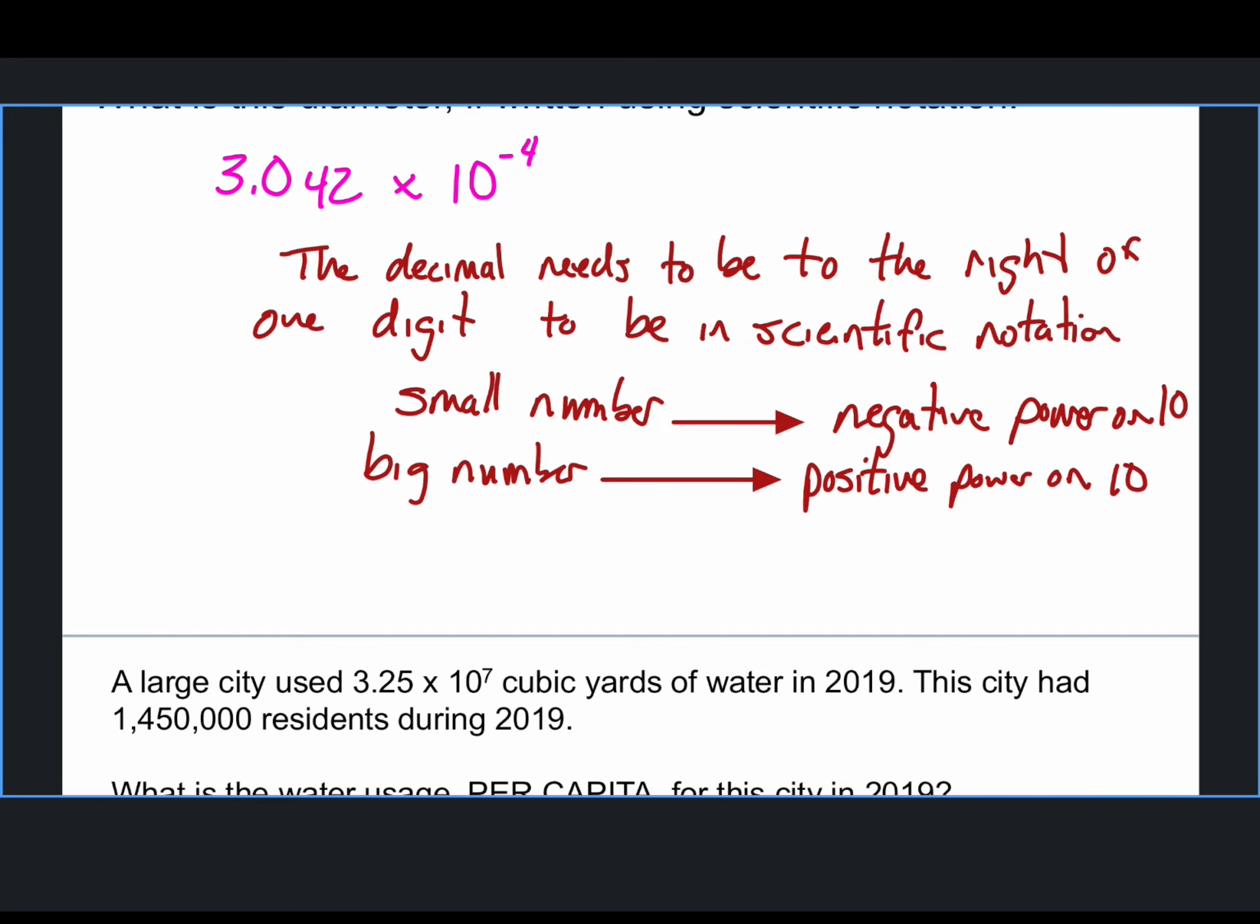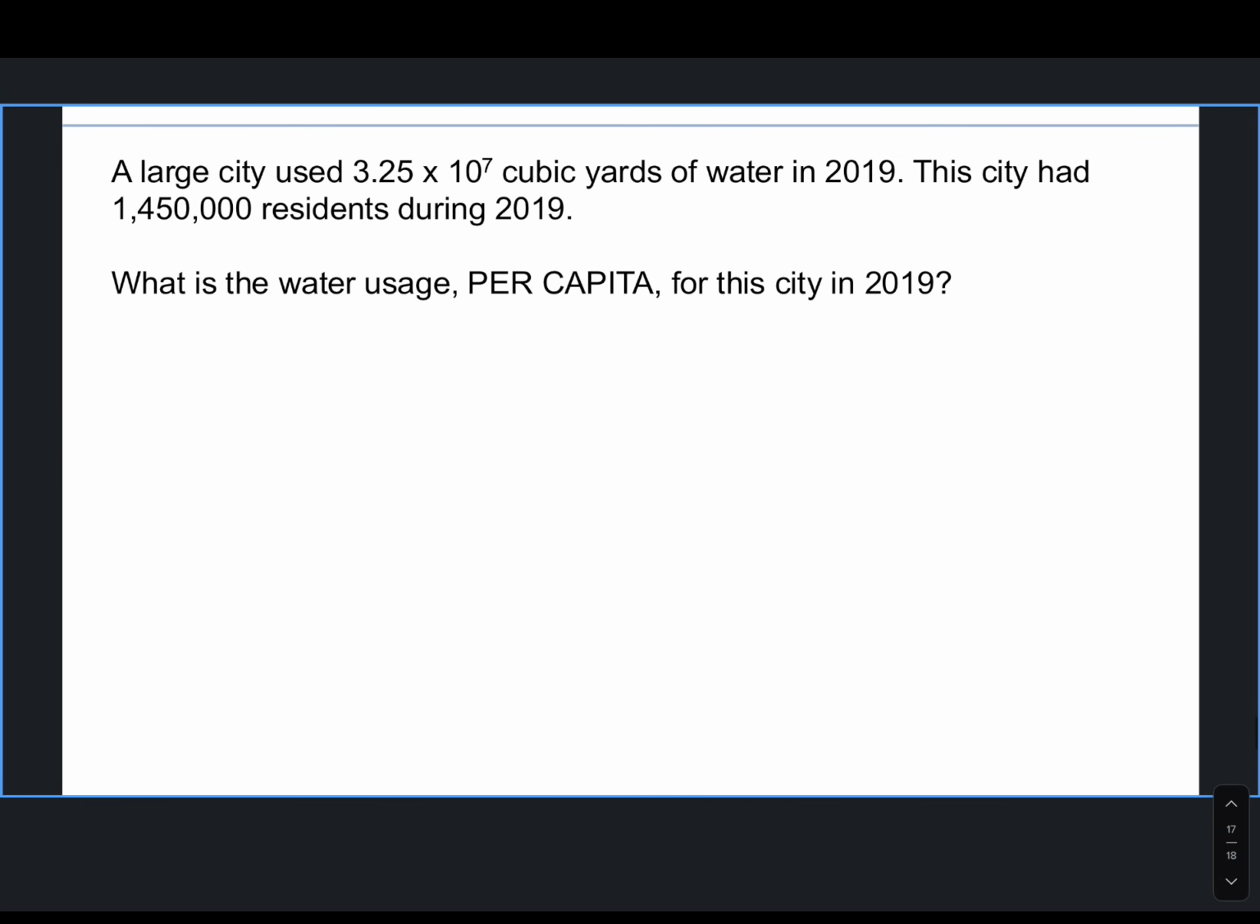All right. Speaking of scientific notation. A large city used 3.25 times 10 to the 7th cubic yards of water in 2019. The city had 1,450,000 residents during that same period. What is the water usage per capita for this city in 2019?